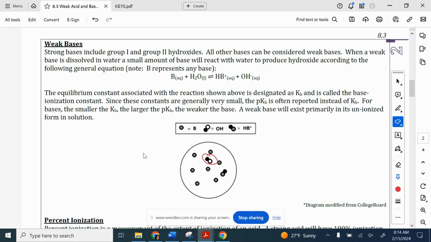So very few of them are going to break apart that water, because remember, you've got water over here. That water then is going to give off one of these hydrogens to a base, and that's what this is going to end up looking like. And very few of those have that happen.